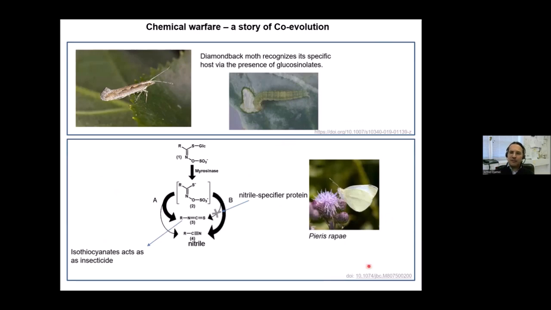Another example would be this little Pieris rapae, which is supposed to be killed by the action of the glucosinolates if the isothiocyanates, the chemical compounds coming from the glucosinolates, would be released. But the larvae of this little Pieris rapae are producing an enzyme, nitrile specifier protein, which blocks this chemical reaction. It's not occurring anymore. Instead, nitrile is formed, which is not harmful to the larvae, and therefore they can grow and happily feed on these Brassicaceae.